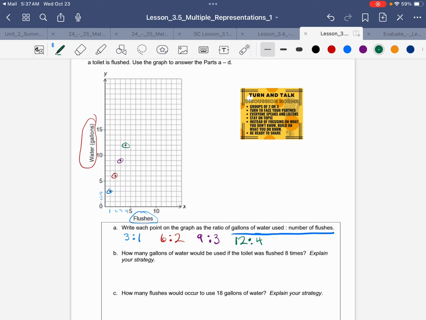Okay. And then B says, how many gallons of water would be used if the toilet was flushed 8 times? Explain your strategy. So we can set up a proportion or a table. I'm going to set up a proportion. We have 3 gallons to 1 flush. And in our proportion, we want to know if we flush 8 times, what will we get? All right, and that would be x here. So here to here would be times 8. 1 times 8, here to here, we do the same. So we end up with 24 gallons.